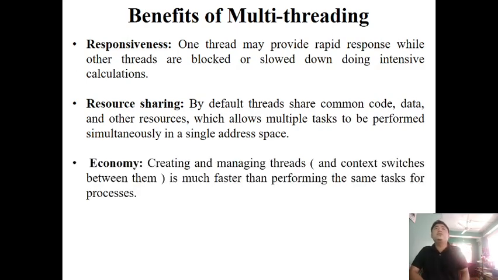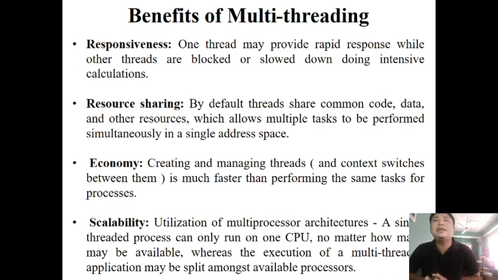Now next is the economies of scale. Since I have already told you that resource consumption will be low in case of multi-threading, that's why the cost will also be low. In addition, there is something called context switch, which is a time overhead, and in case of multi-threading it will be low.